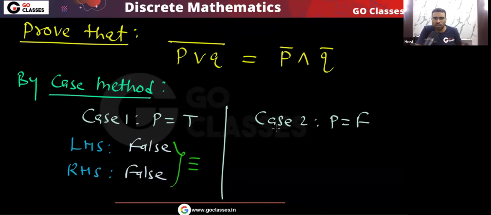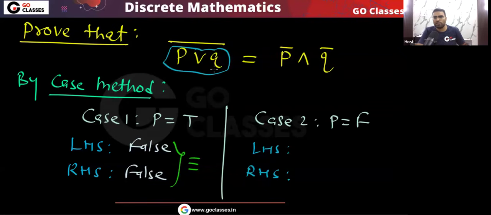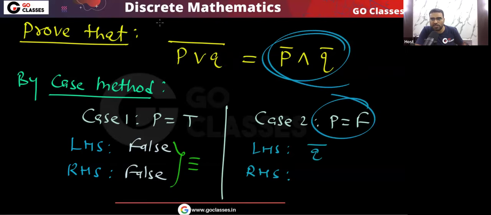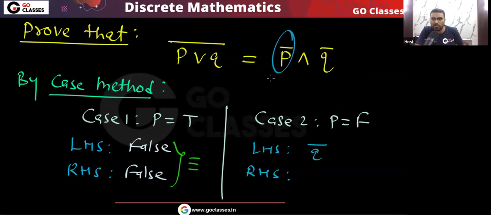What about case 2? When P is false, what will be LHS? What will be RHS? Just put P equal to false. So this internal thing will become what? When you put P equal to false, false or Q will be Q. So finally, Q negation, it will be Q negation.